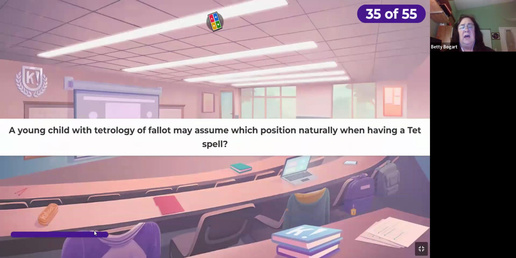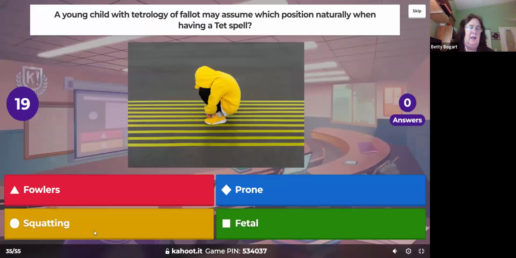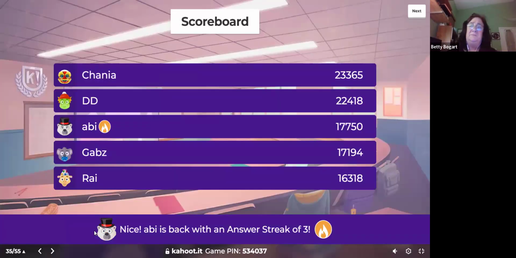A young child with tetralogy of Fallot may assume which position naturally when having a tet spell? Not all children are fixed when they're infants. Some of them go on and they're 2 years old before we fix them. And it's pretty neat that these children all of a sudden will just squat to the floor. And it's like putting a knee to chest, isn't it? Think about it.